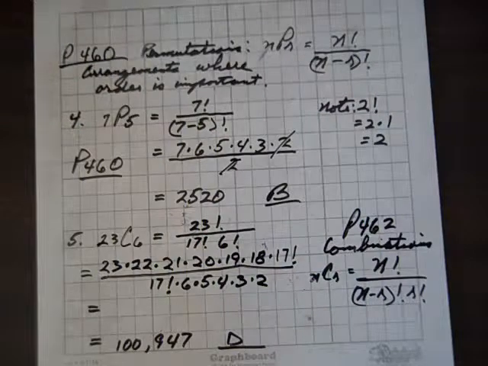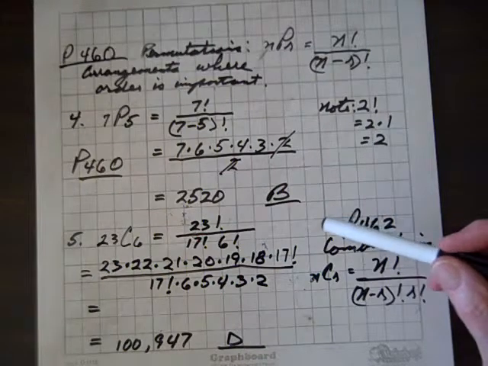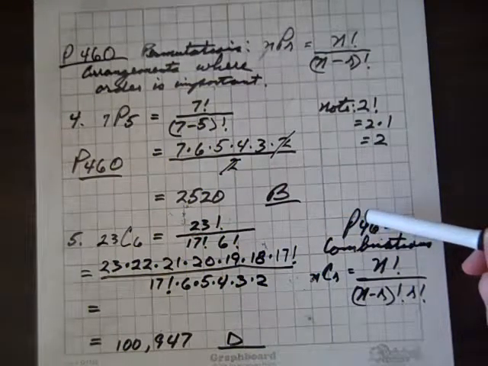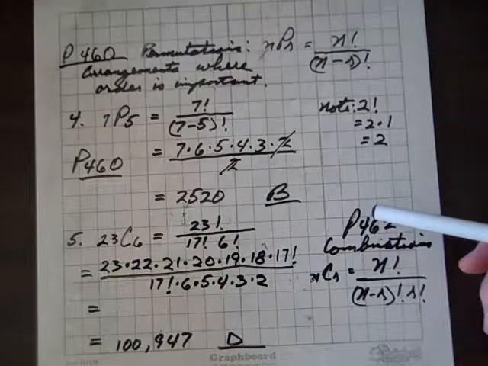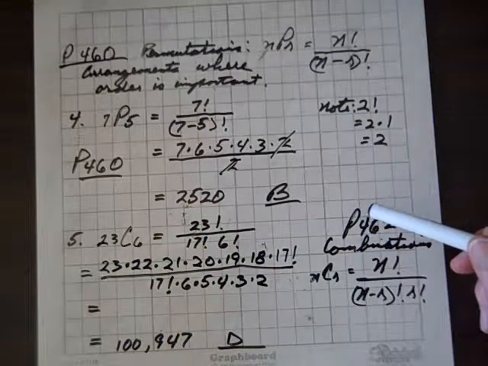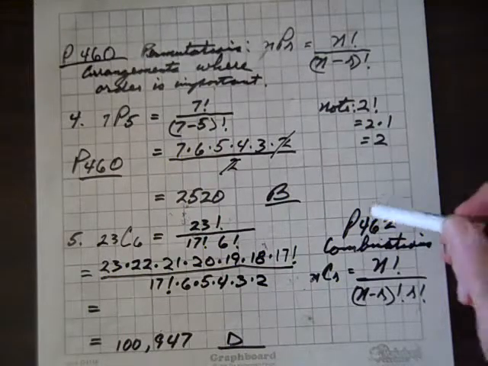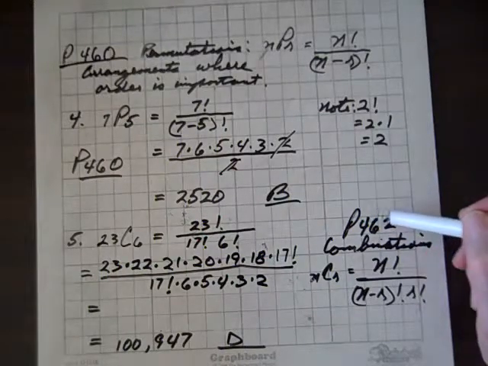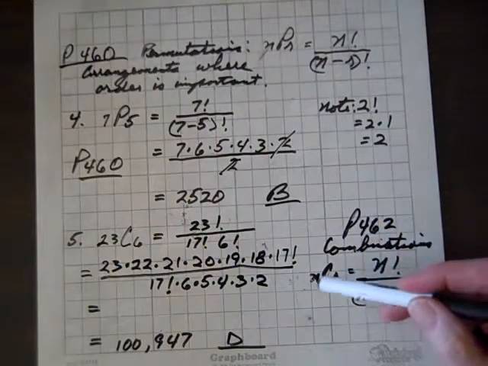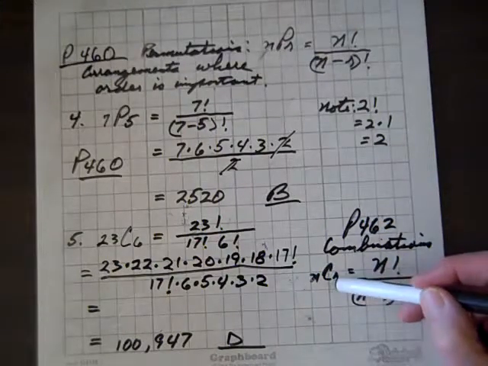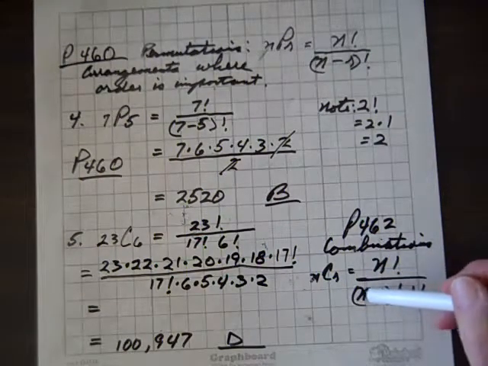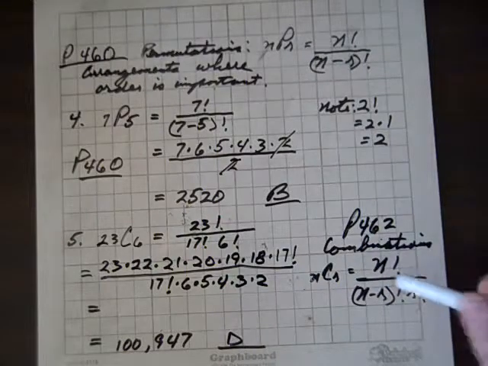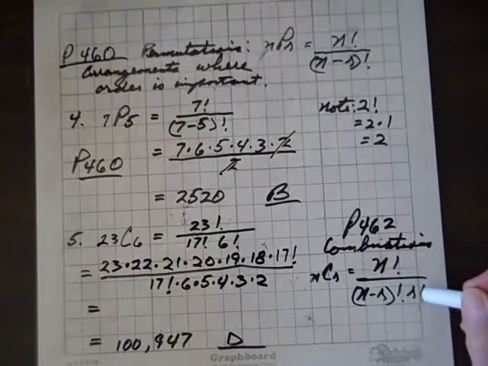Now for the next one, we're talking combinations, and this is the case where order is not important. For example, if you're going to choose a committee of 3 people, nobody has a title, so it doesn't matter which one's first, second, or third. And so you'll see combinations on page 462, and the formula for that is n choose r, and that's n factorial, and in the denominator n minus r, the factorial of that, times r factorial.